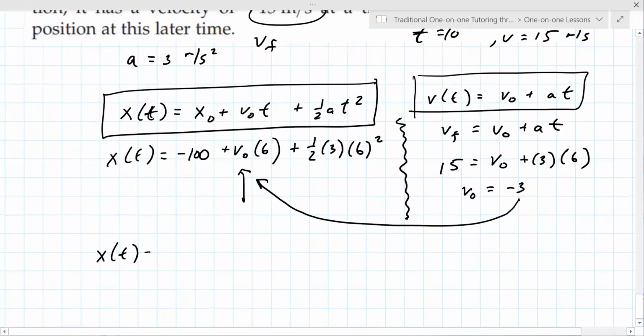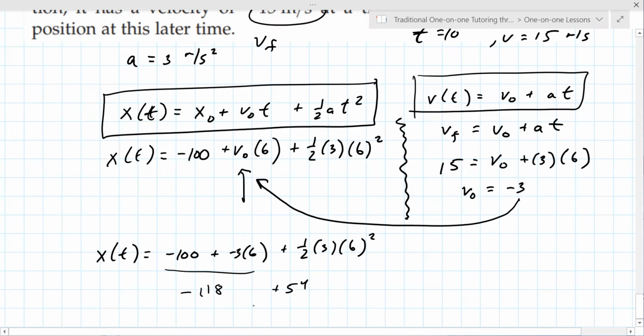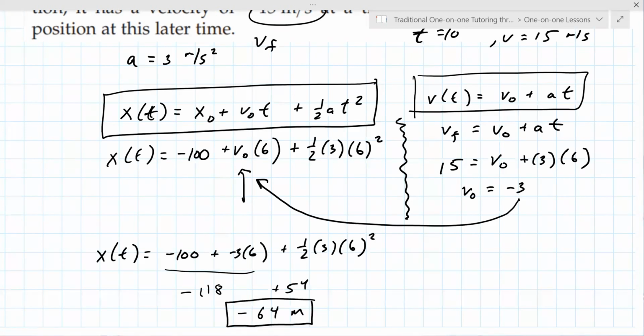So x of t equals minus 100 plus minus 3 times 6 plus 1/2 times 3 times 6 squared. So this is minus 118, plus 54. So it's minus 64 meters. How did it get the negative 118? Negative 100 plus negative 3 times 6, and plus 54.